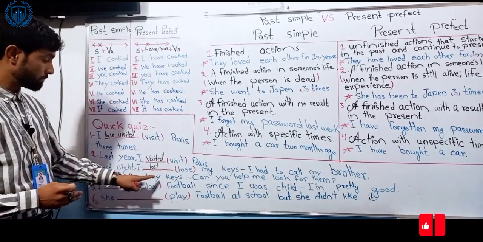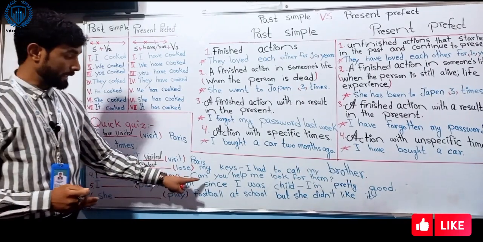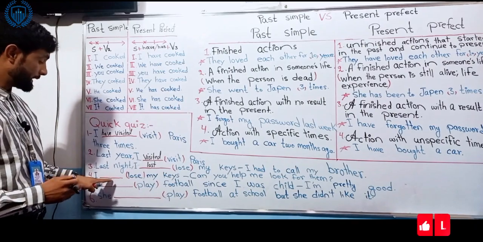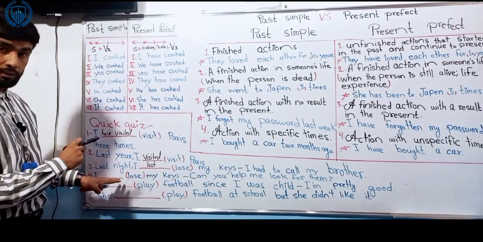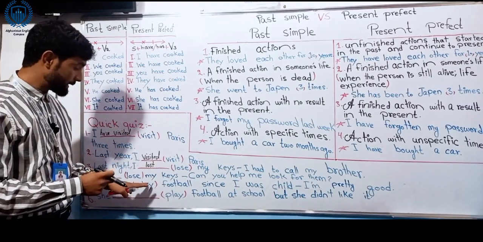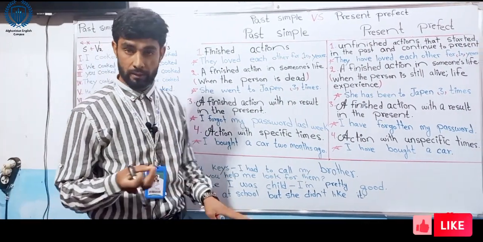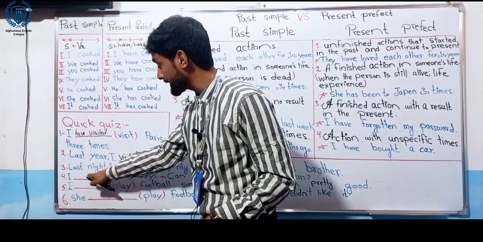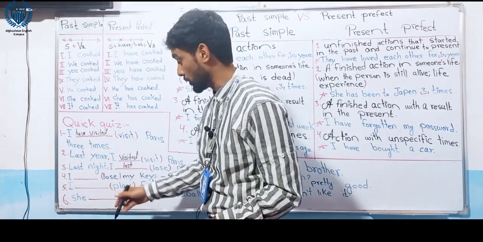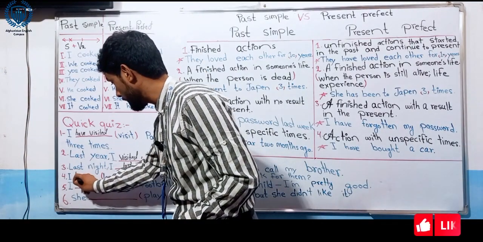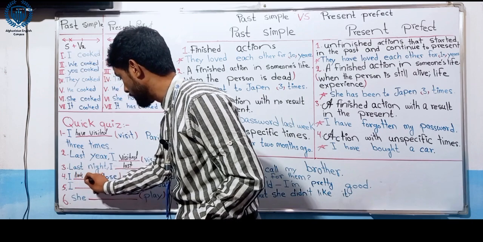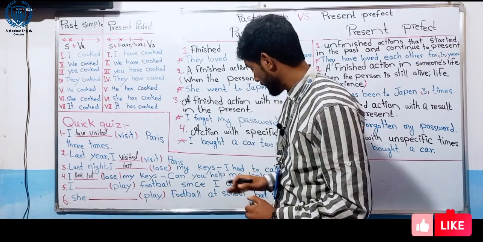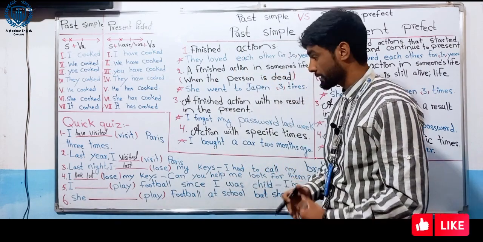I lose my keys. Can you help me look for them? Right now, it means the action was in the past, and right now the result is in the present. Then I have to use present perfect. Here I have to add have lost. Present perfect. I have lost my keys. Can you help me look for them? It's a question.